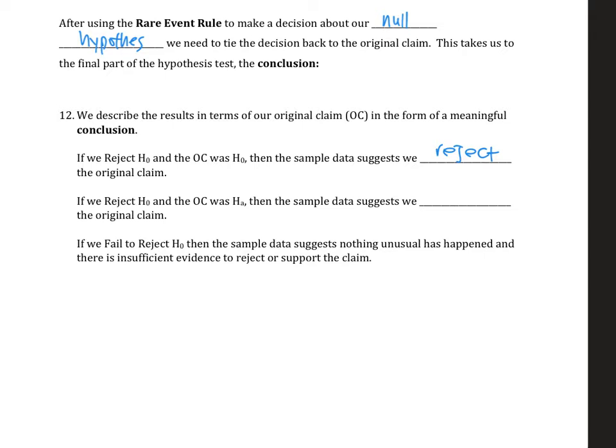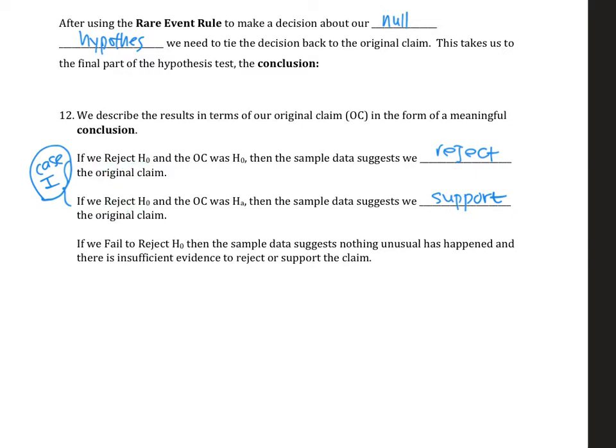If we rejected H naught, but the original claim was HA, and remember HA and H naught are opposite of each other, then the sample data suggests that we support the original claim. Because they're opposite of each other, if you're rejecting the H naught statement, basically I'm saying the H naught statement is wrong, but the HA statement is opposite of that, so I'm saying yeah, that is correct. So these two are scenario case 1, where we decide to reject H naught.